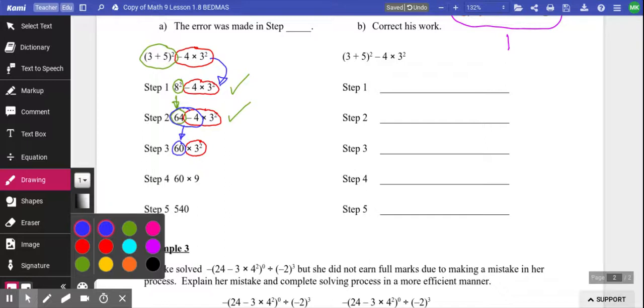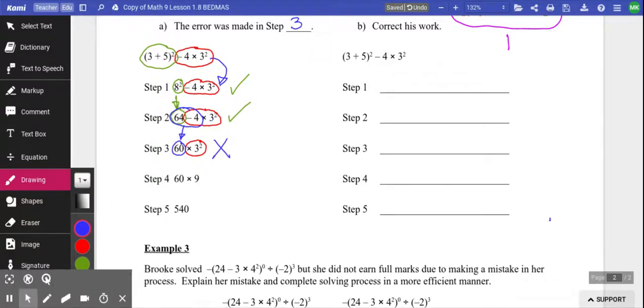So if this was a question on a test and it said, where's the first mistake? That's the first mistake. The first error was in step 3. We're almost done, guys.